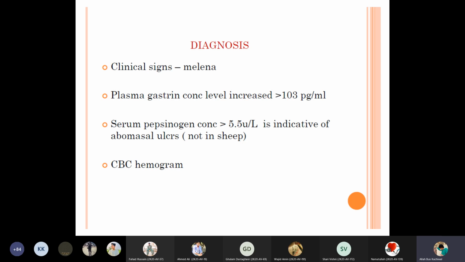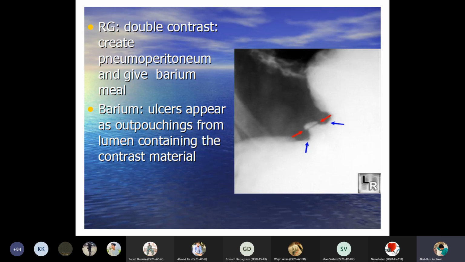Whereas the CBC hemogram can indicate the ulcerative condition in the animals. The double contrast radiograph may require creating a pneumoperitoneum and giving a barium meal; the barium ulcer appears as an outpouching from the lumen containing contrast material. So in ulcerative conditions, peptic ulcers or even gastric ulcers, you have to go for radiography, and that will lead to a diagnosis of the ulcers.